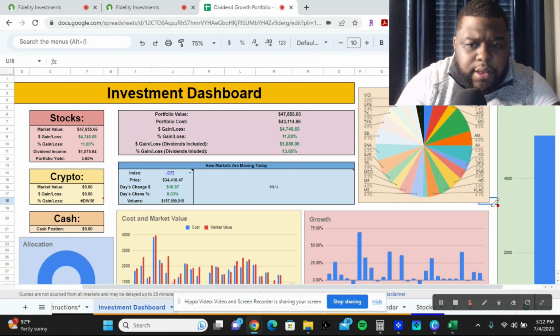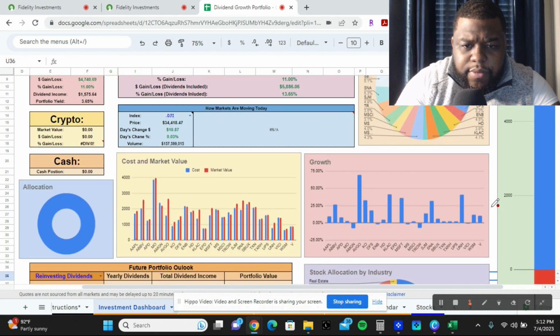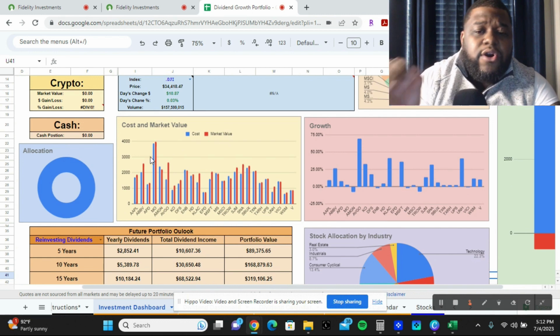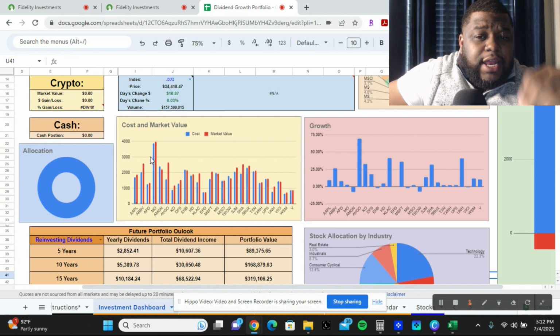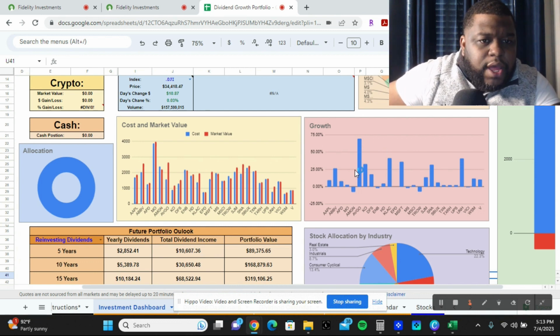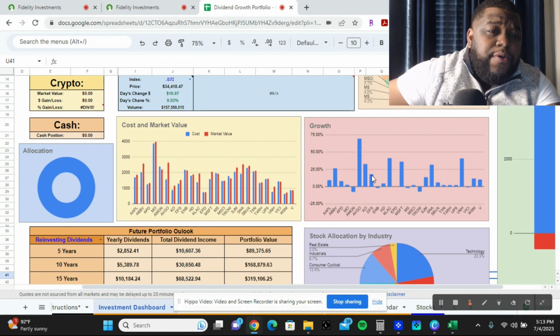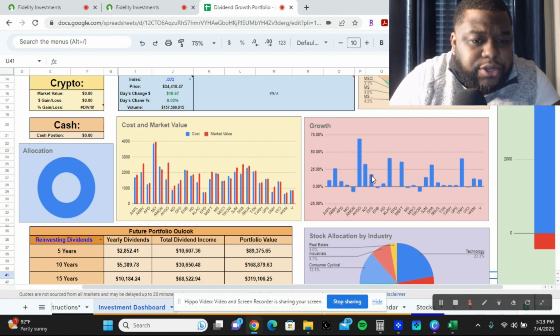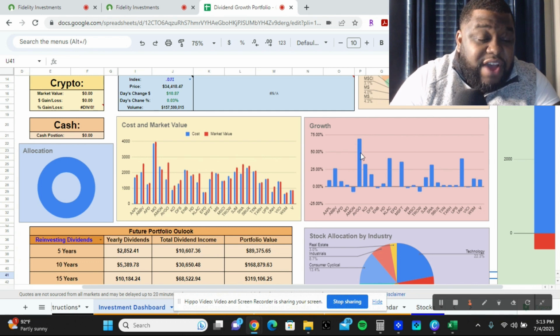And then right here, it shows the cost and the market value of my certain stocks. Cost is what I bought the stock in at, and the market value is where it is right now. So there you go. And right here, this graph shows the growth of actual stocks. So if I bought a stock at a certain price, what's the growth, or return on capital, of that particular stock? As you see right here, Broadcom is almost close to 75% in terms of growth.